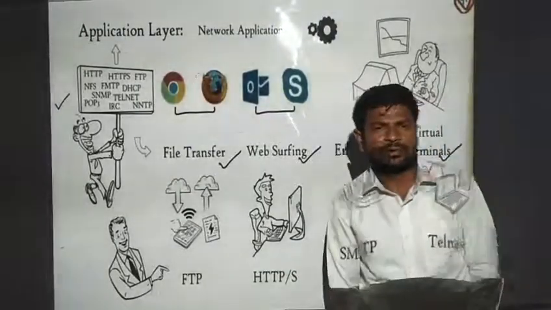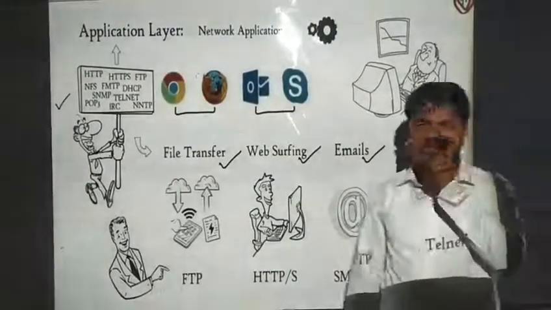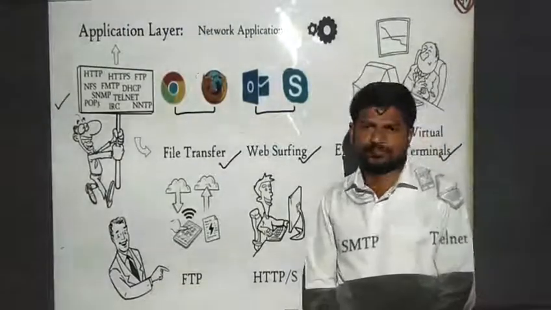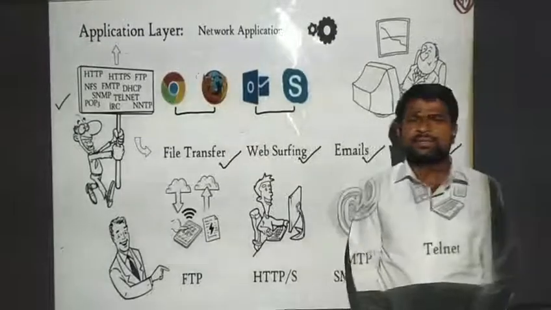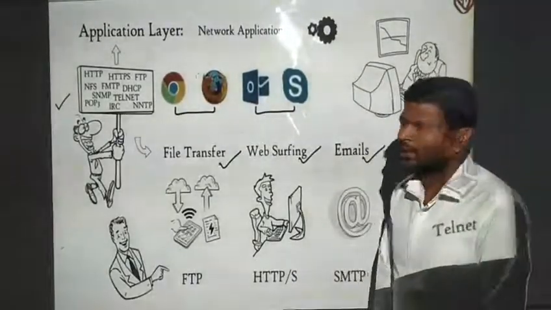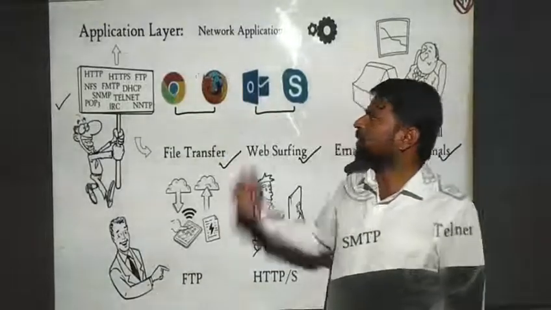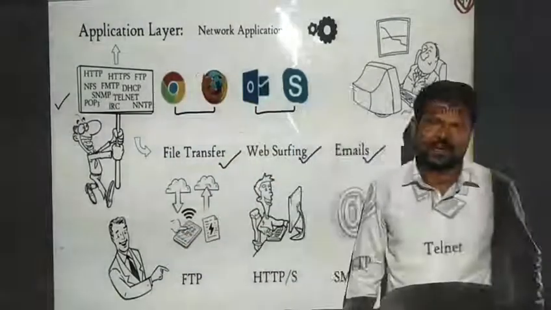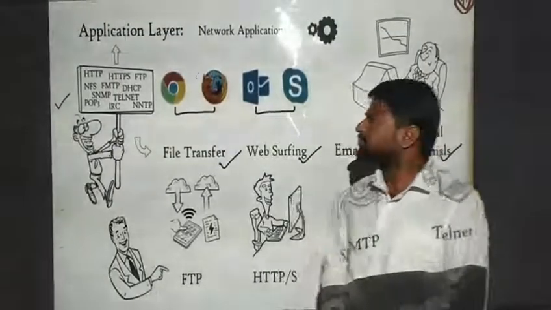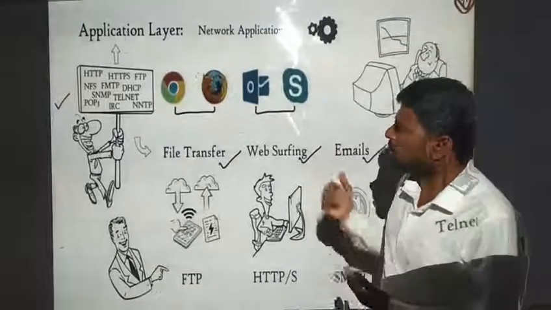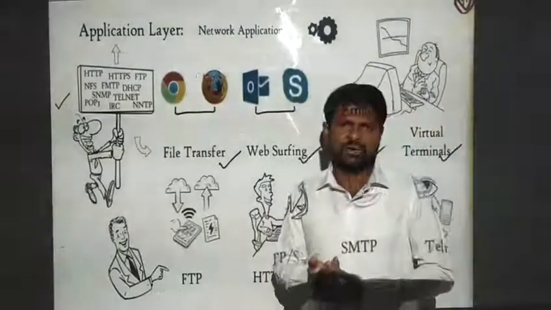Welcome to today's topic, that is OSI model layers. Yesterday, in the previous class, we learned the 7 layers. What are the layers? The first layer in the OSI model is the application layer. Now, in detail, we have to learn all the layers of the OSI model.